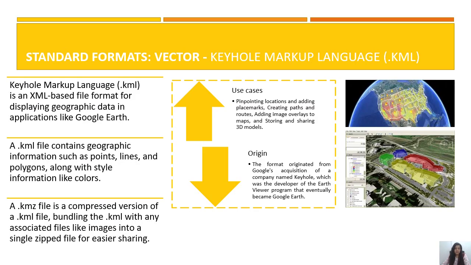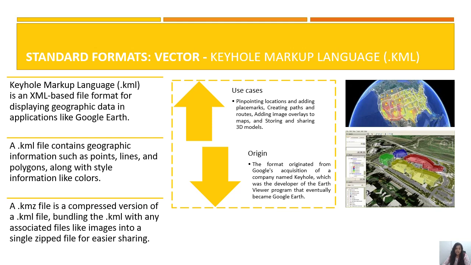Next is our Keyhole Markup Language, KML. This is also an XML-based file format for displaying geographical data in applications like Google Earth and others. Here we can pinpoint a location and add placemarks, we can create pathways and routes, we can add image overlays, and store and share 3D models. This KML file has information based on points, lines, and polygons, along with style information like colors.